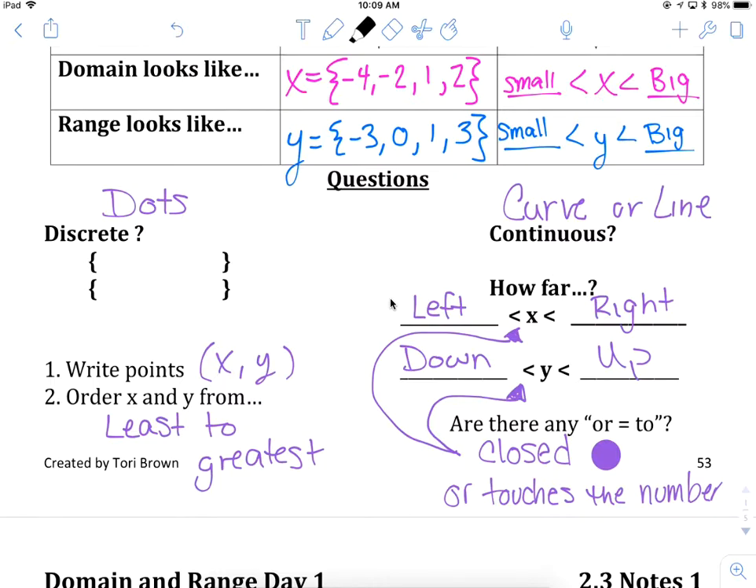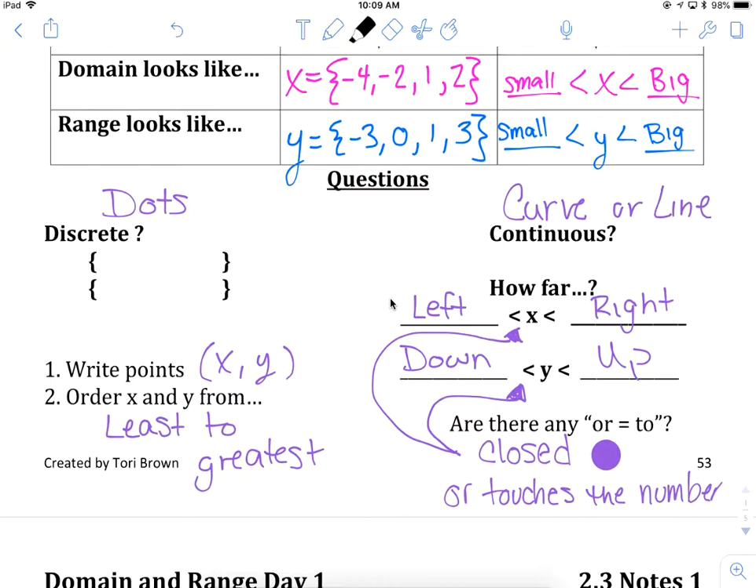Okay, so this is explaining the same thing that I just told you. When you're writing discrete data, when you see dots on a graph, you're going to ask yourself to write out all the points, X, Y. Then you're going to order the X's least to greatest, order the Y's least to greatest.